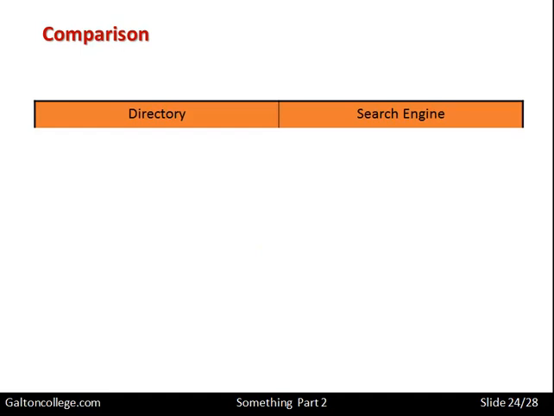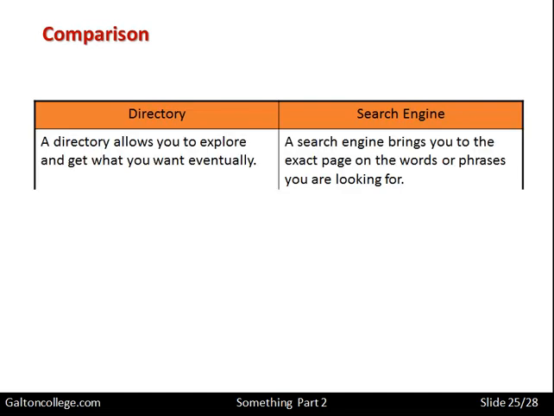Now, as a comparison, if we have, let's say, directories and search engines, let's try and do very basic, very simple comparisons of the two. Well, a directory allows you to explore and get what you want eventually. So the directory is bringing up a lot of information related to the search, and then we have to go through that information trying to find exactly what we want. The use of a search engine, well, it should bring you the exact page. It should be related to the words and phrases you've typed into the search engine itself.